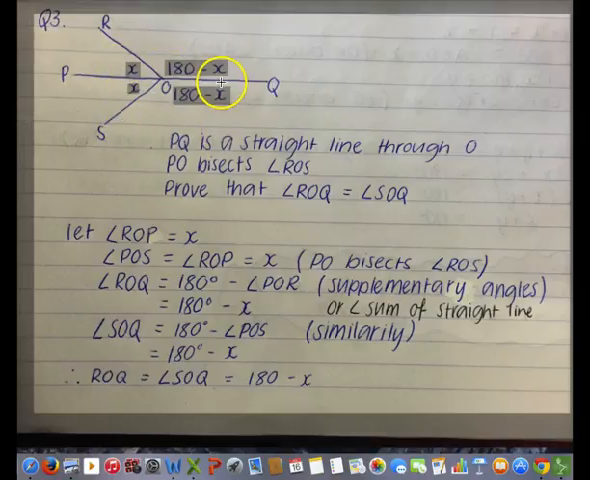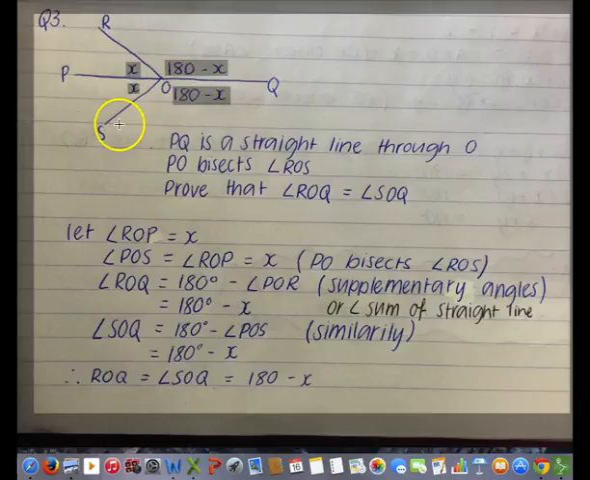Now we know that we've got a straight line here, so therefore angle ROQ, this one here, will just be 180 minus that angle there. So angle ROQ is 180 minus angle POR. The reason for that is that they are supplementary angles, or you can write angle sum of straight line. Therefore ROQ is 180 minus whatever angle POR is. Now POR is x, so it's 180 minus x.